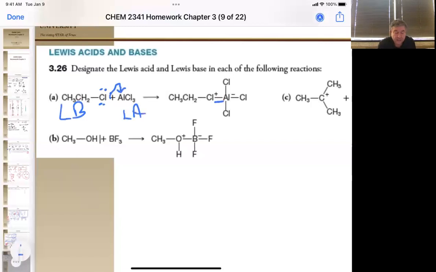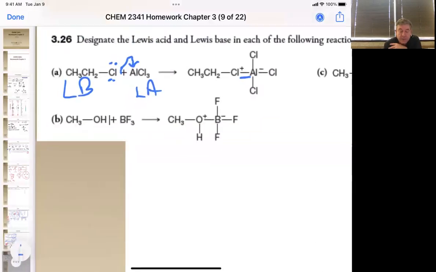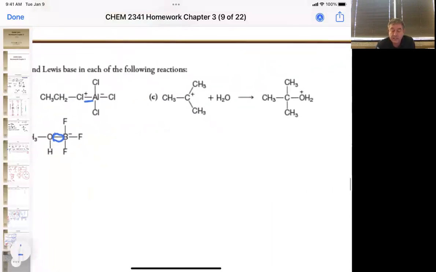Okay, so let's look at the second one here. Again, what we're going to do is draw our lone pairs on here and look at our product. Right here, we have a bond between the oxygen and the boron. And so what's happening is our lone pair is reaching out and making a new bond with the boron. That makes this the Lewis base, and makes this the Lewis acid. So if you're not sure, see where the bond was, and you can note which electrons were used to make that bond.